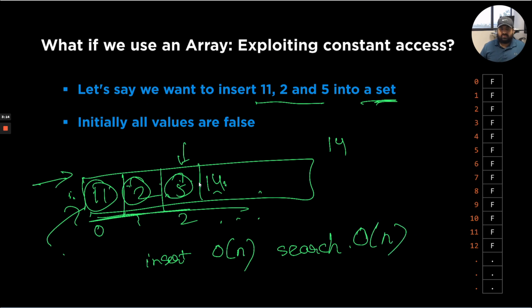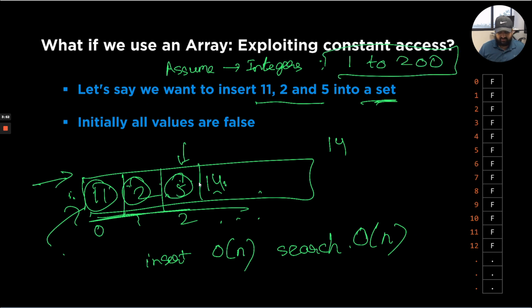Now, to actually exploit the constant access, we are going to make an assumption. Initially we are just going to start with assumptions, and then we are going to abstract it further for different data types and build upon how the hash table comes into existence. So what we are going to assume here is that we have a range of data available to us. Let's say we have integers from 1 to 200.